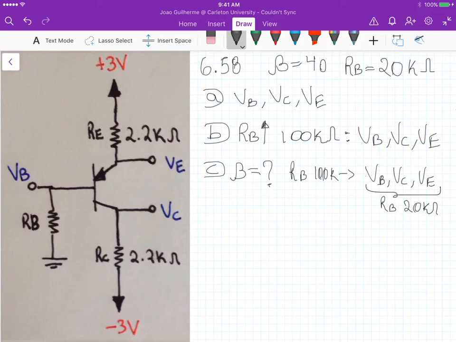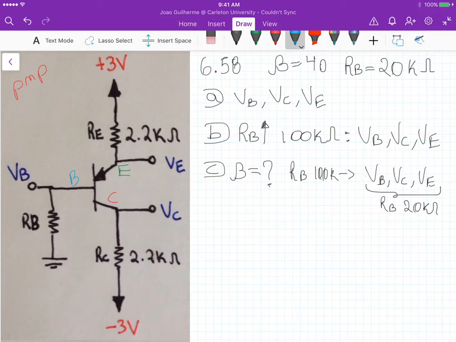Hello again. So in this problem 6.58, we have a DC bias circuit with a PNP BJT. It's a PNP BJT because the arrow is pointing inside the BJT. So we have the emitter up here, this is the resistance, so the emitter here. We have the collector here, and we have the base here.